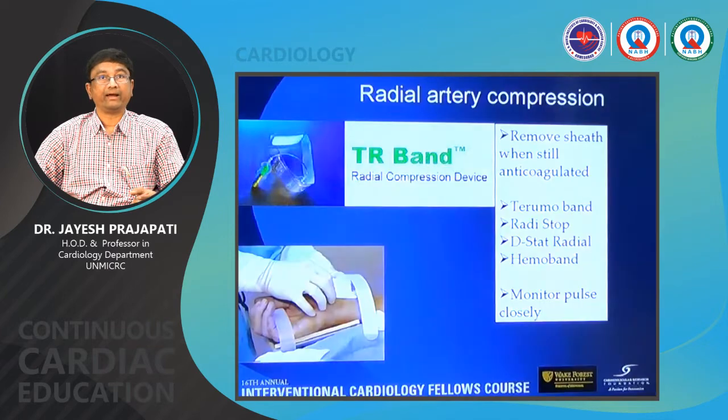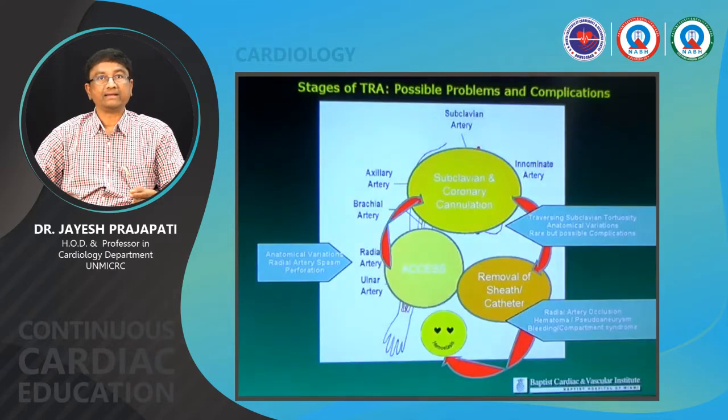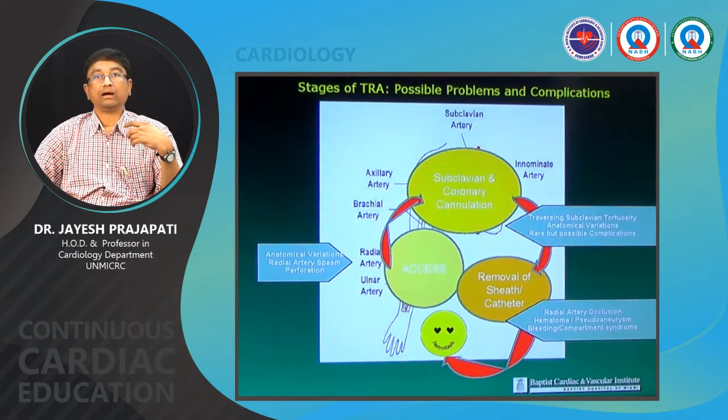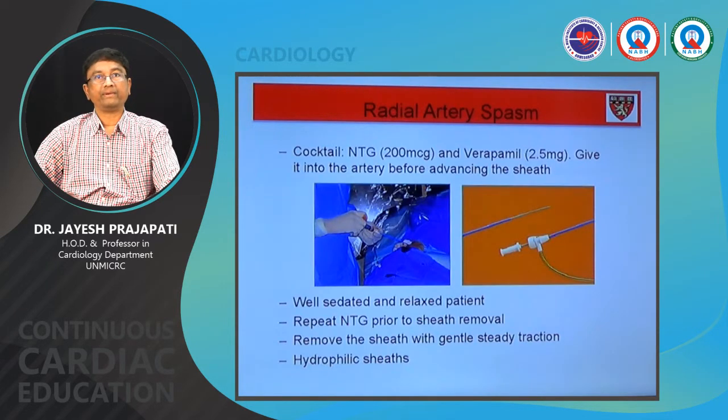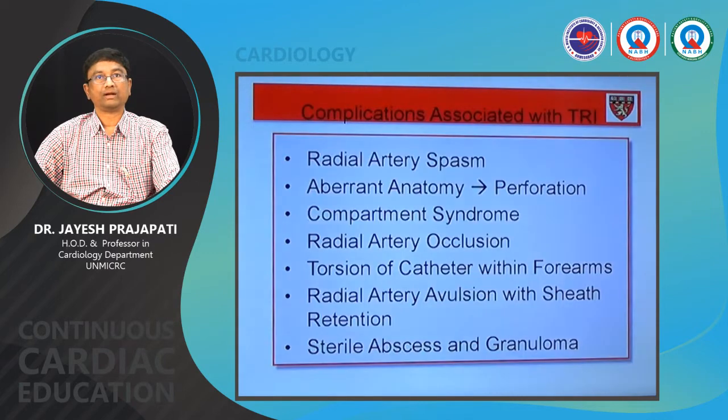So these are some of the dangerous things. Mediastinal hematoma can also occur. A very rare complication is that sometimes a large hematoma can cause laryngeal nerve palsy also. Another thing is spasm, aberrant anatomy, compartment syndrome. This is one of the devastating complications. I'll show the photographs of the compartment syndrome. Radial artery occlusion, that is the one thing that always, so keep the sheath size to the minimum.